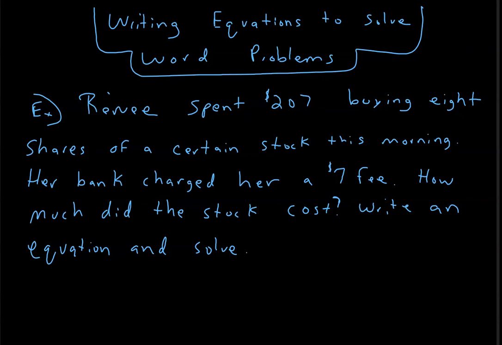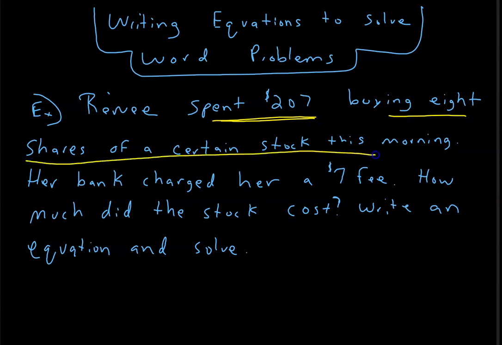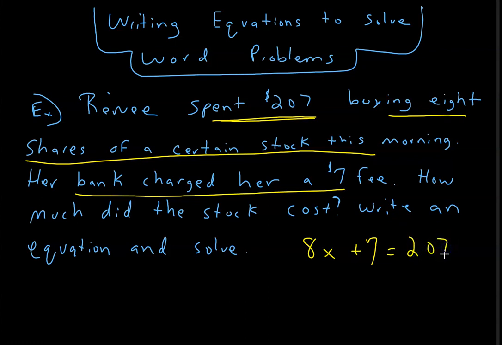Let's look at the facts. She spent $207 buying 8 shares of a certain stock. So basically, the stock number we don't know, but it's multiplied by 8 because we bought 8 shares of them. She was also charged $7 from a bank. So that's plus $7. Gives her a total of $207 spent. So the equation is 8x plus 7 equals 207.